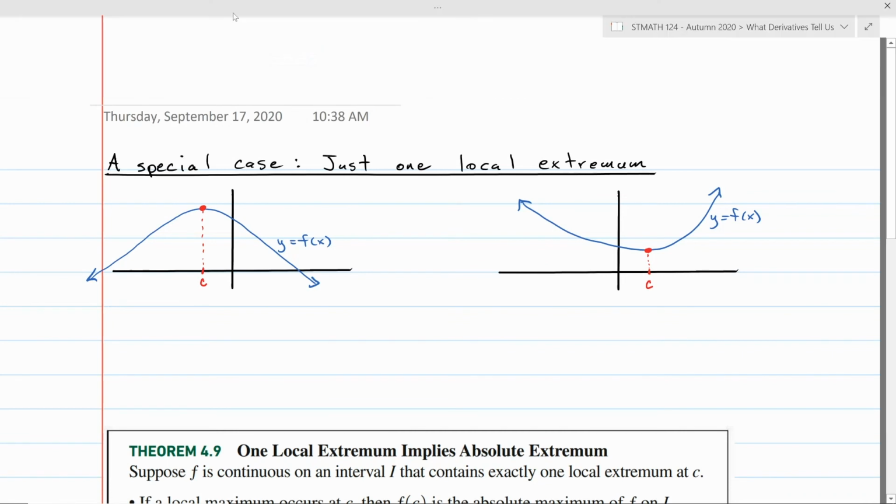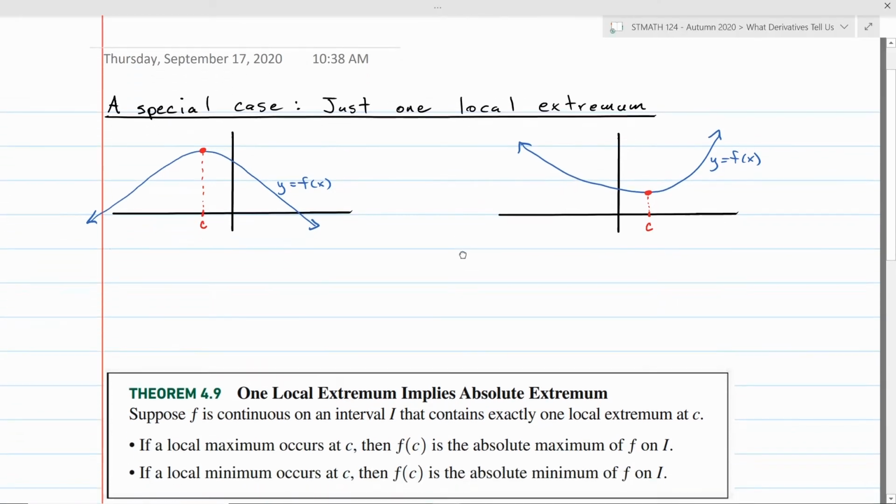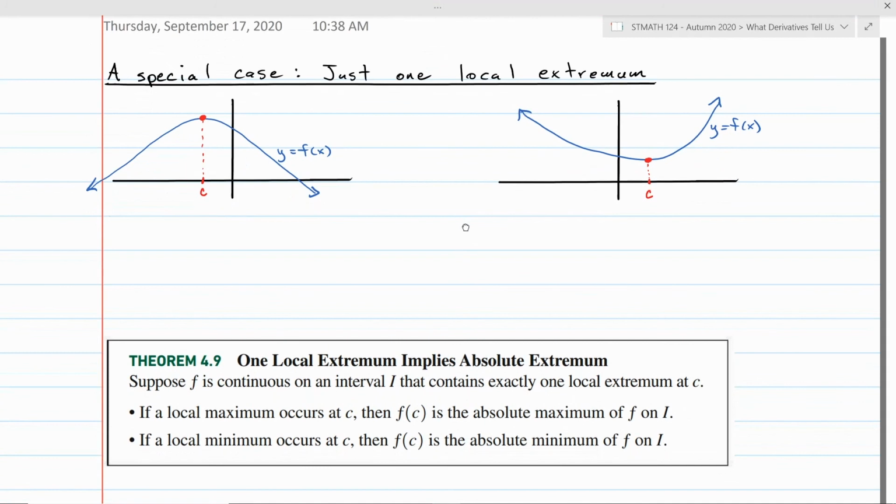This last example points out something that's kind of nice when it happens. It's a special case whenever you just have one local extremum. If you just have one local maximum, it's an absolute maximum. I mean, if there's only one peak and then it goes downward from that on both sides, and the only way it would ever come up again is if there was another place where it bottomed out, then you'd have another critical point, right? So if there's just one critical point and it's a maximum, it's going to be an absolute max. Similarly, if you just have one local min, it's going to be an absolute minimum.